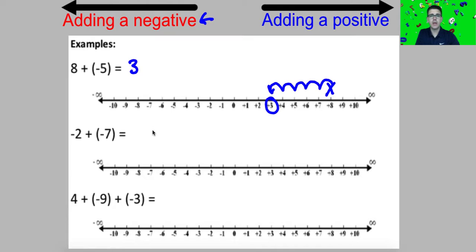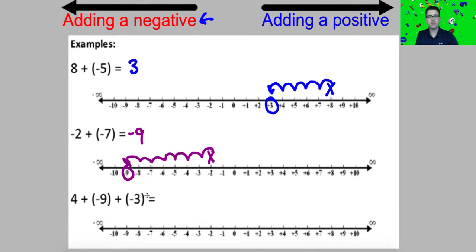Next one, -2 plus -7. Again, the first number tells me where to start. Again, I'm adding a negative number, so I want to move to the left. Think of what way I would go if I was adding 7. A negative means I want to go in the opposite direction. So 1, 2, 3, 4, 5, 6, and 7. So I end up at -9.